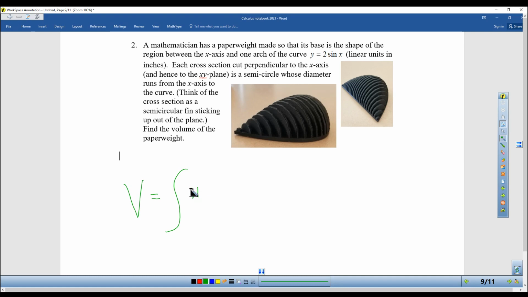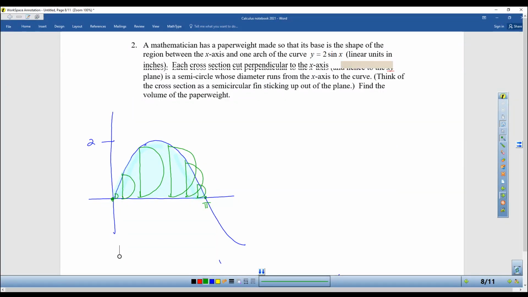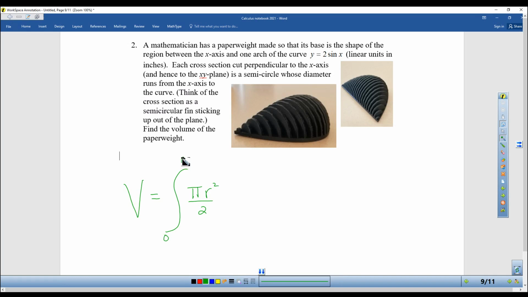What is the area of a semicircle? Pi r squared over 2. And where am I going to start my slicer? I'm going to start my slicer at 0, and I'm going to go to pi, 0 to pi. But here's the tricky part, filling in this radius.